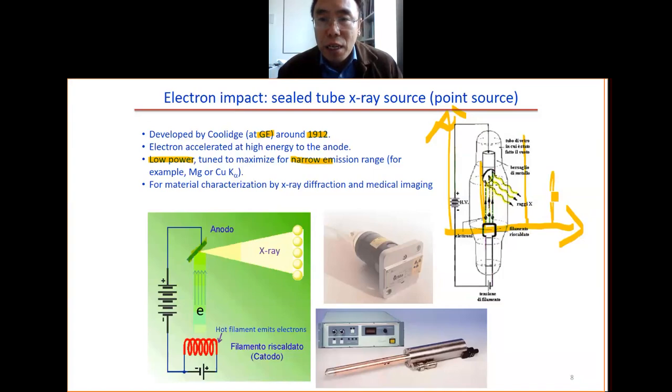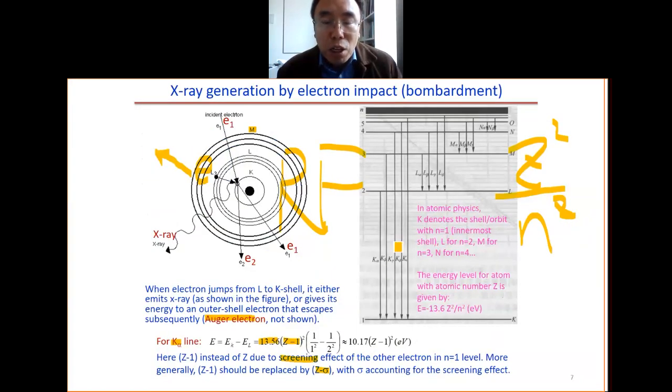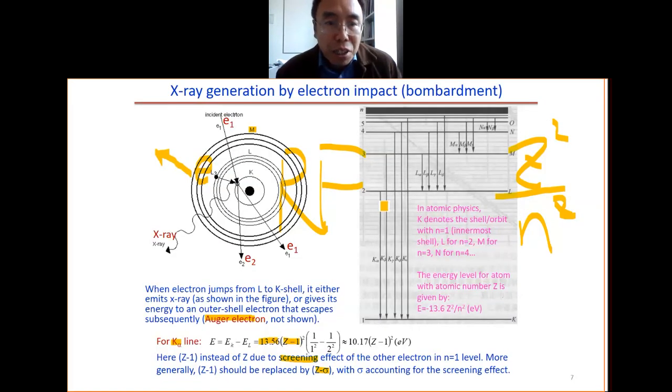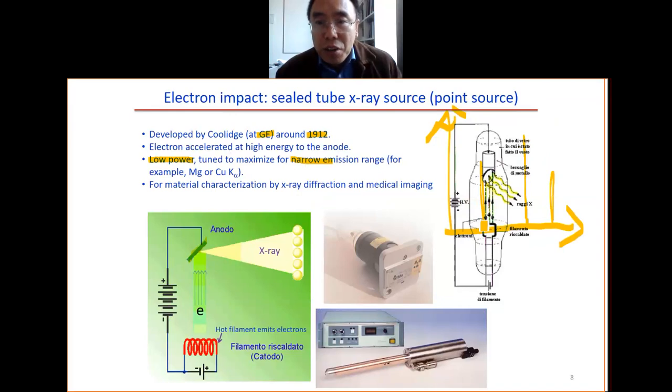So we have the peaks, and those peaks come from those transitions. Actually, we have not only those peaks, which are called characteristic X-rays. There is also a big background, something like this. So we have the peak emission, and we also have this big background.